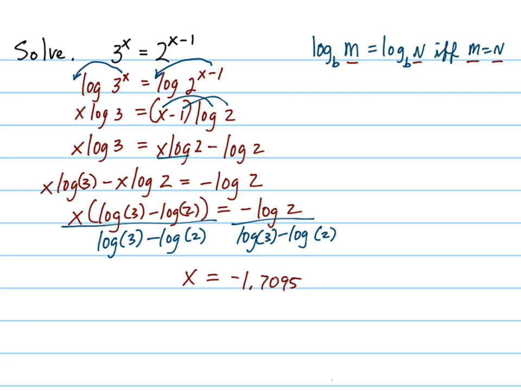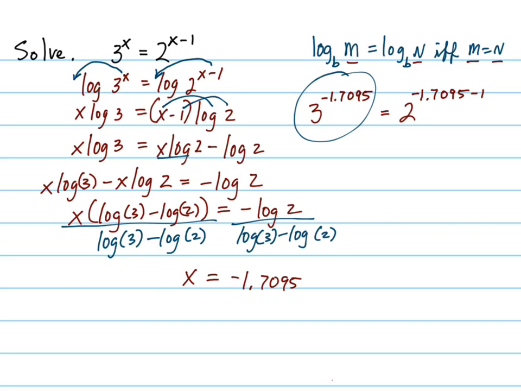So this is perhaps the most important step. This is a lot of steps. We could have made a mistake along the way. But it's very easy to check this. We can find 3 to the negative 1.7095 and see if that's equal to 2 to the negative 1.7095 minus 1.